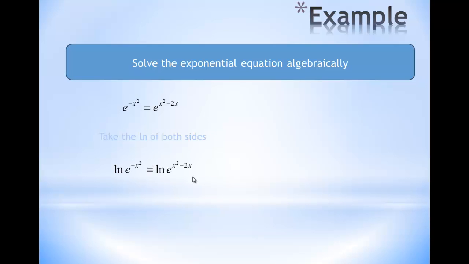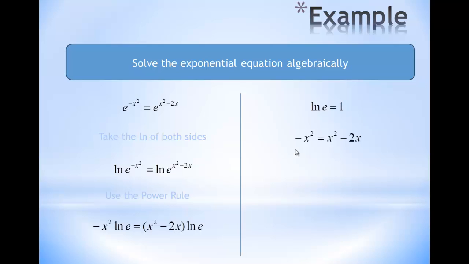So if I take the ln of both sides, I get ln of e to the negative x squared equals ln of e to the x squared minus 2x. Now I can use the power rule, which is going to bring that negative x squared term out to the front and the x squared minus 2x out to the front, like that. The next thing I should note is that the ln of e is simply equal to 1. So that means that I get negative x squared equals x squared minus 2x.